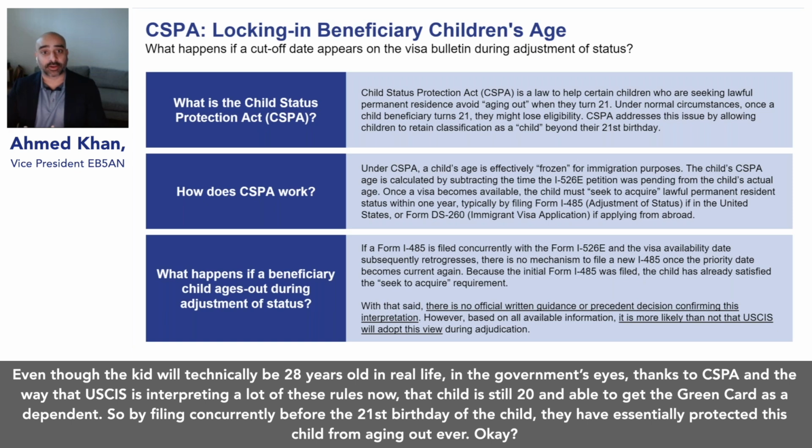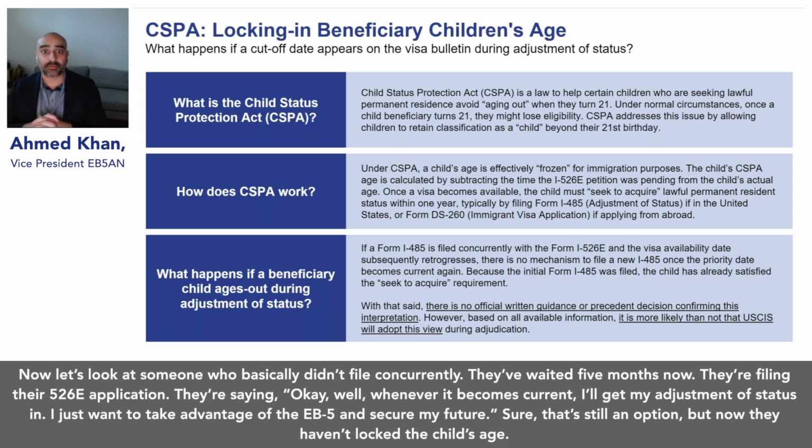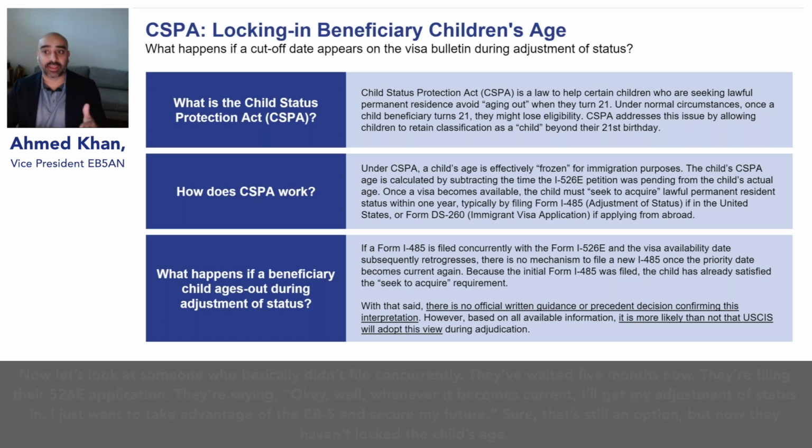So by filing concurrently before the 21st birthday of the child, they have essentially protected this child from aging out ever. Okay. Now let's look at someone who basically didn't file concurrently. They've waited 5 months now. They're filing their I-526E application. They're saying, okay, well, whenever it becomes current, I'll get my adjustment of status in. I just want to take advantage of the EB-5 and secure my future. Sure, that's still an option, but now they haven't locked the child's age, okay?